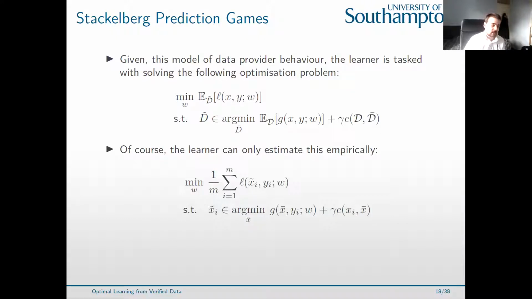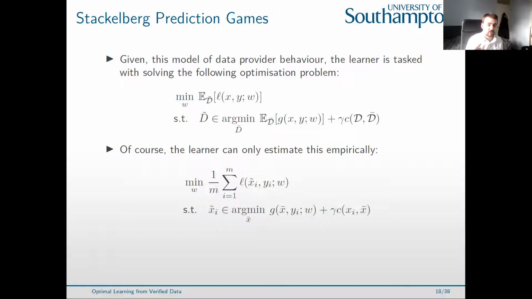But of course, we can't actually do this optimization. Just like in standard machine learning, we don't have access to the distributions, so we can only estimate this empirically. Okay, and so all we're going to do is take an empirical approximation, and I'm going to cheat a little bit here and assume that this cost function can be rewritten in terms of the cost of pushing each individual data point to its manipulated version.